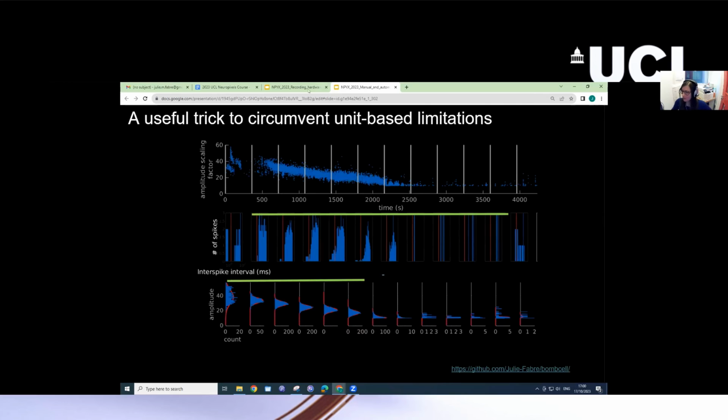Now I just really quickly want to say that, as I said, quality metrics are only unit-based. There's a slight trick you can do to make that a little bit better, which is to separate your recording into different chunks, which is an option in BombCell, and then compute quality metrics on these separate chunks. Here is plotted the interspike interval. Any bins in front of this red line correspond to refractory period violations. You can see that this first bin has a lot of refractory period violations and the ones after it do not, so you would typically want to select these bins.